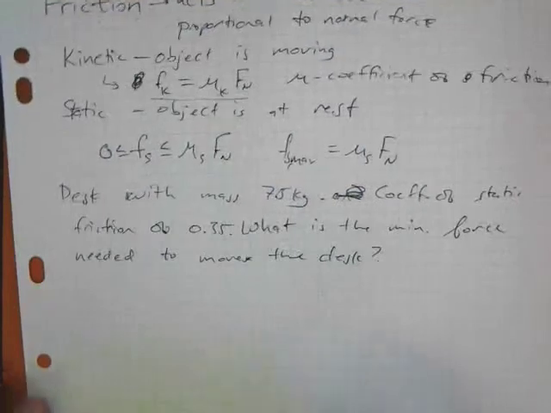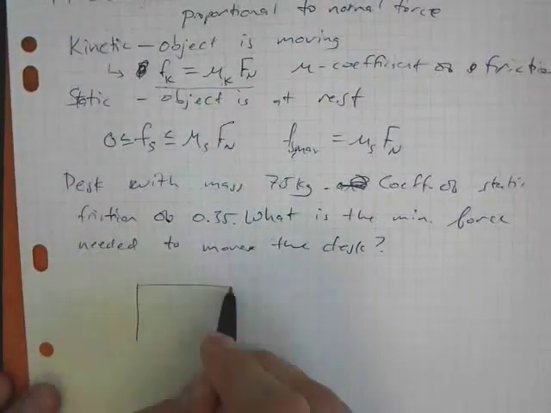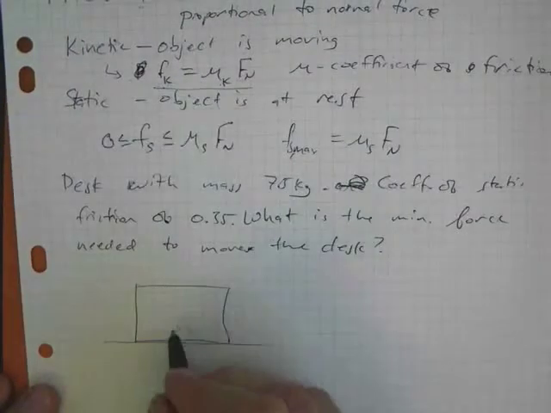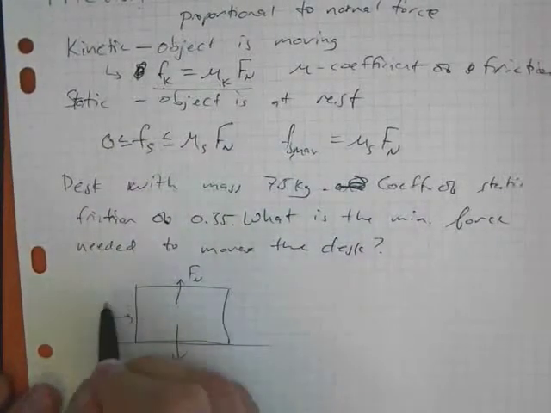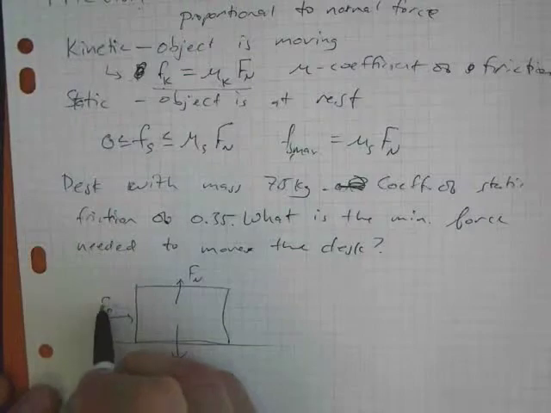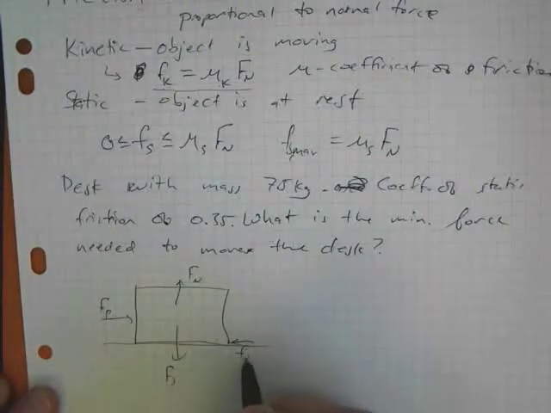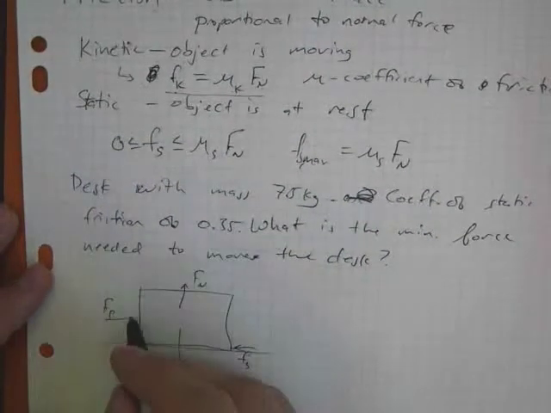Well, let's draw a diagram. It's always a good idea to draw a diagram. This is our beautiful desk. It's resting on the surface. There's gravitational force. There's normal force from the surface. It's being pushed by some force. And then the static frictional force always opposes the motion, or opposes the applied force.